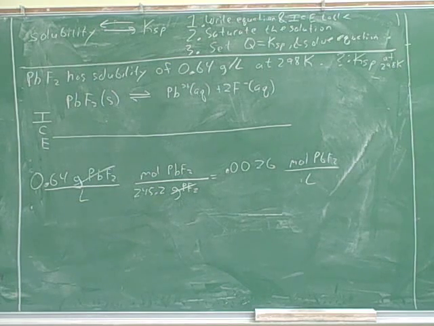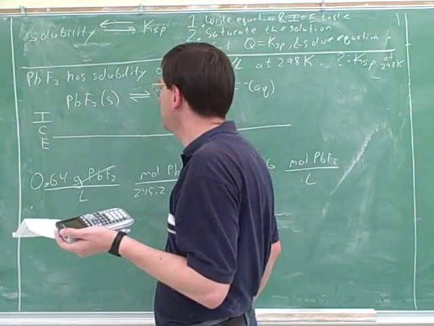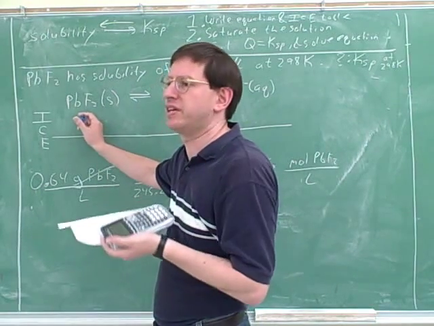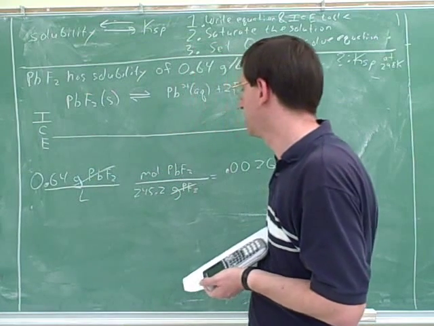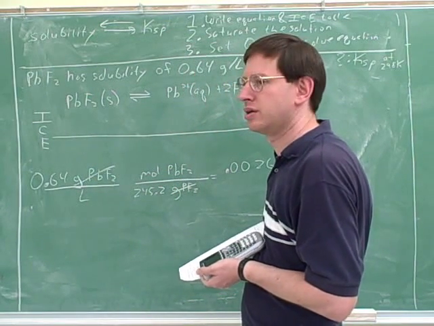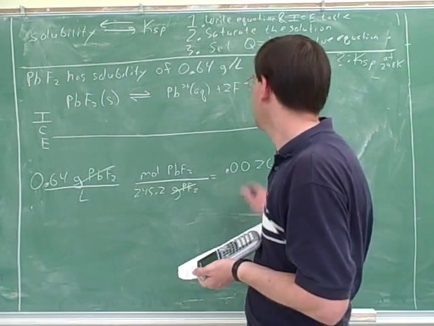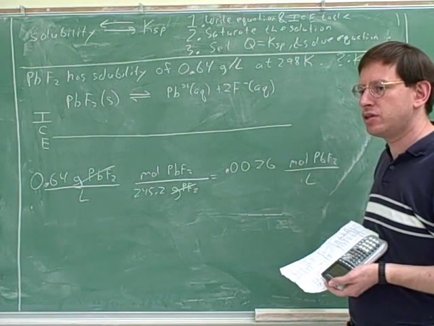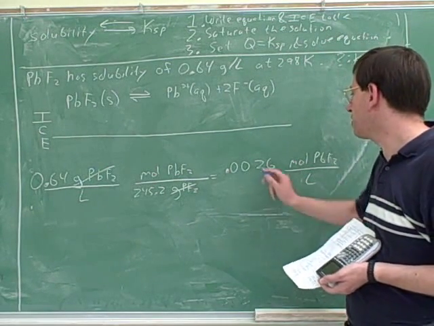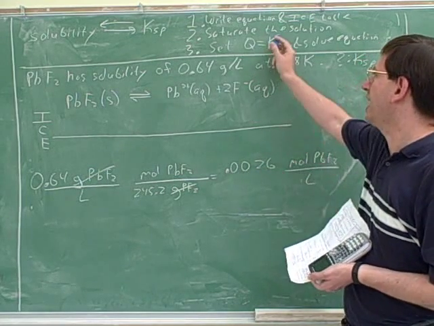There's only one thing we can do to make that a little more elegant. What we should have done first is put in numbers for the initial row. So what number should I put in here for this initial amount? 0.0026. Remember, that's what it means to saturate the solution. We saturate the solution by starting with an amount of salt that's equal to the solubility. So maybe we can add that to our method.